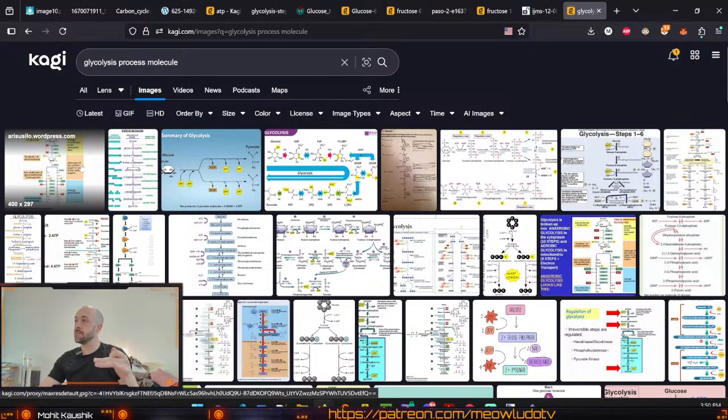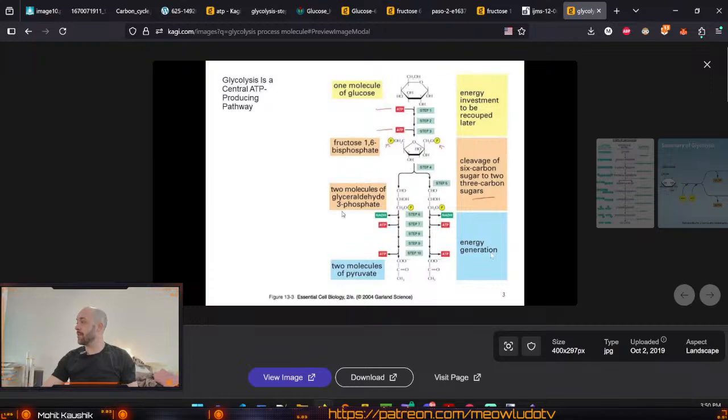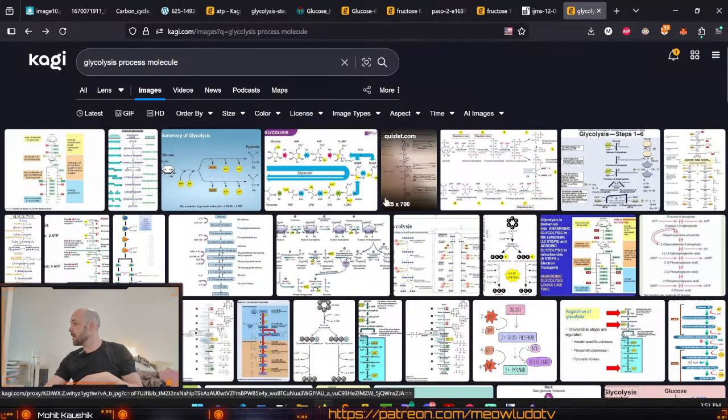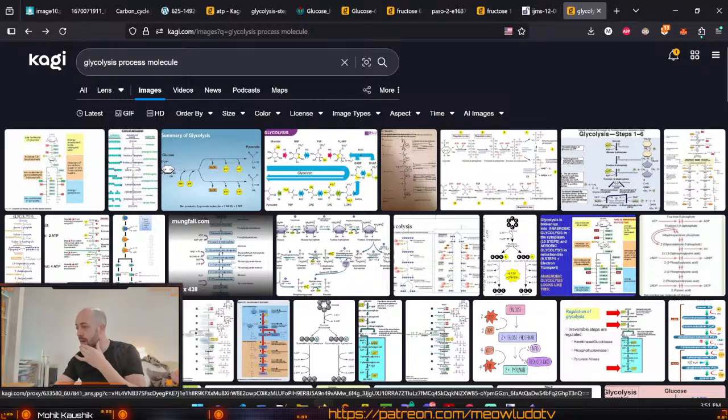And then later on, we have this snipping in half section, and then we have the energy generation. Okay, so that's basically what this one's explaining here. Let's have a look. Is there one that has the molecules all the way down where we can see what this looks like?